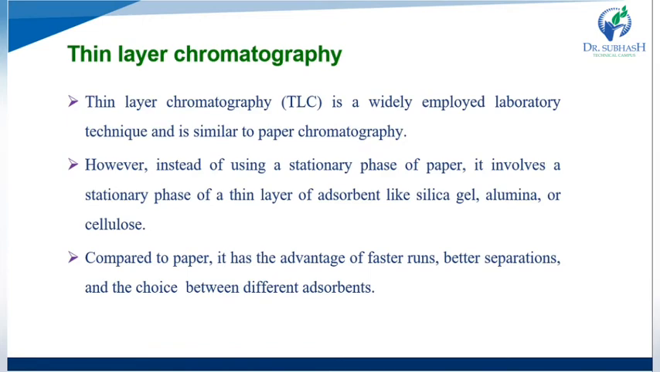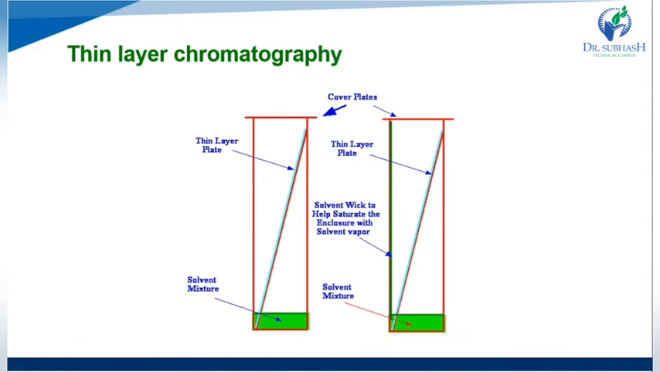This is very similar to paper chromatography. So instead of paper, we use here an adsorbent like silica gel, alumina or cellulose. So this is thin layer chromatography. First we take one glass plate, and then we apply silica gel G or cellulose as the adsorbent, the stationary phase. So this is the figure of thin layer chromatography.